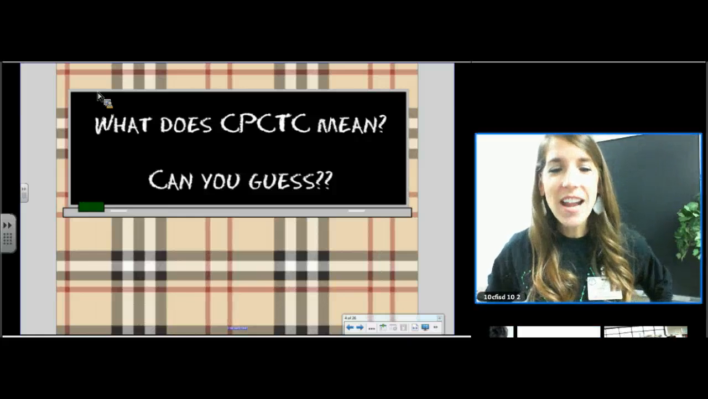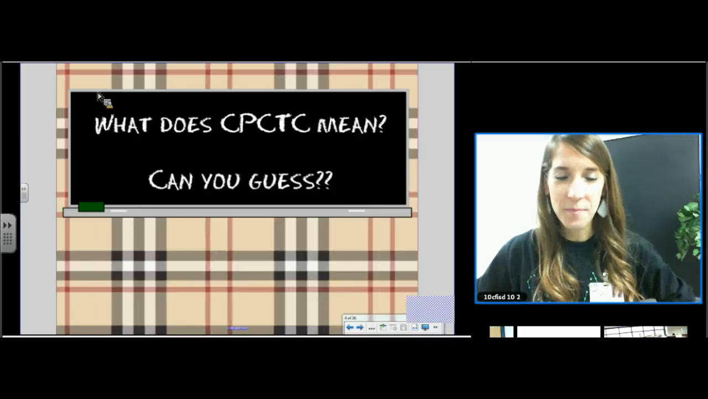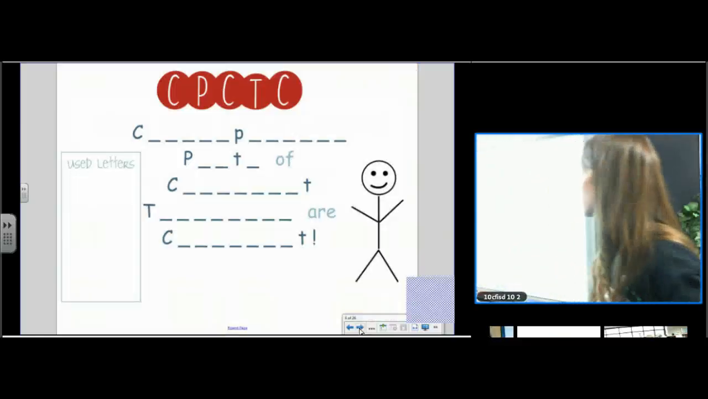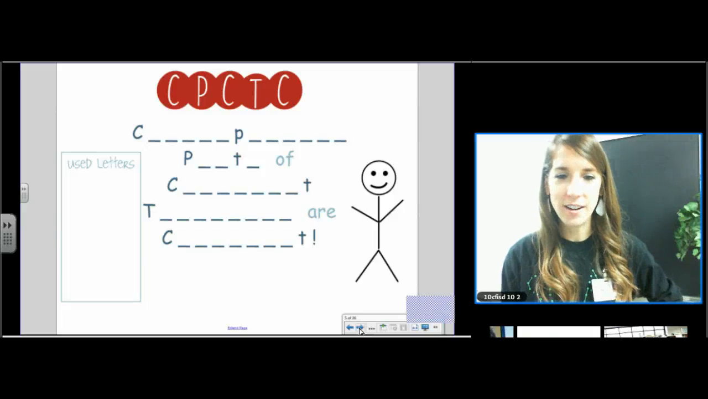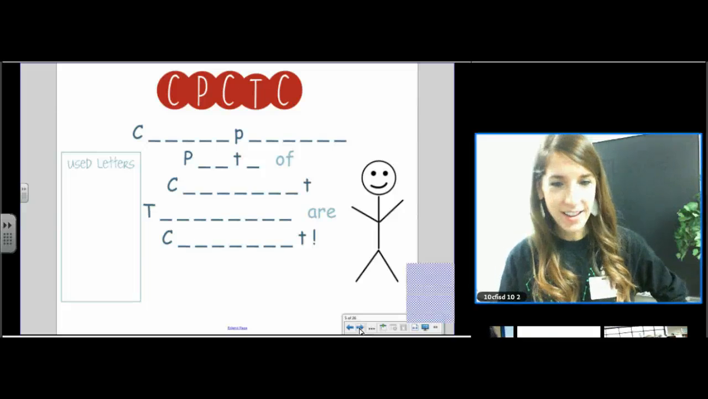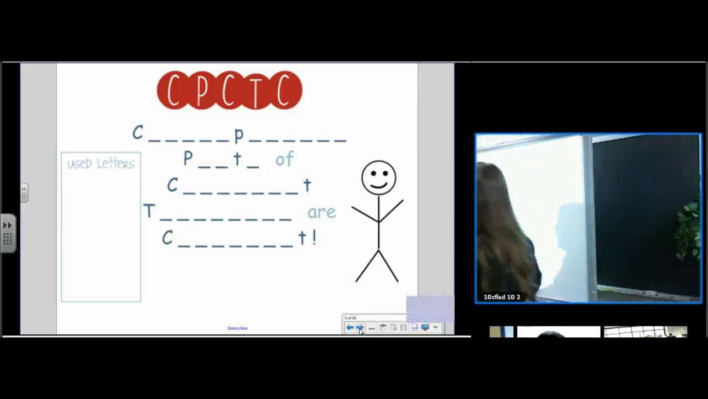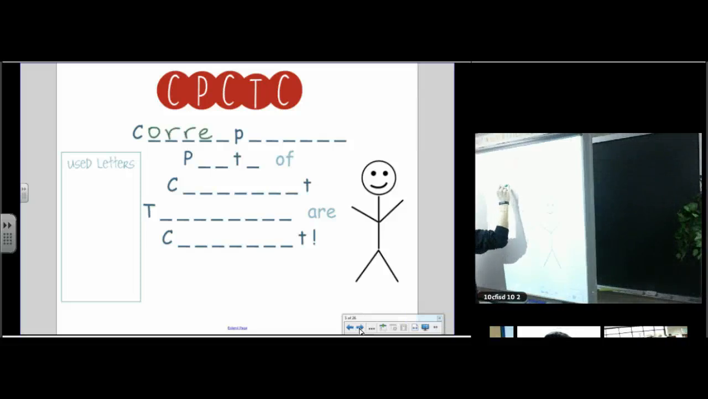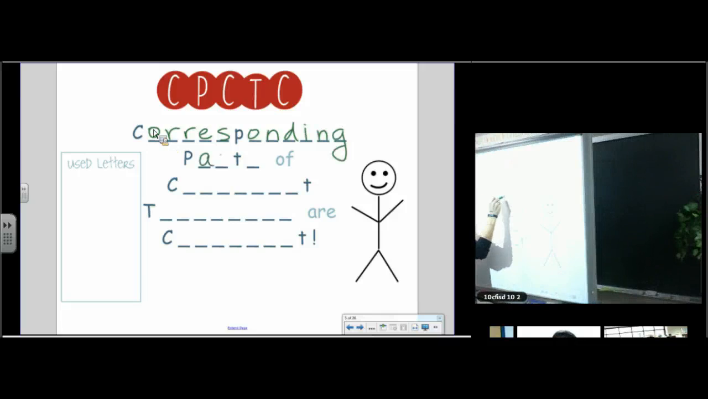A lot of you somehow already know what it is. I guess you've already studied this just for fun or something. But in my other classes, I am going to play hangman, and we're going to find out what it really means. But we can't really play hangman here because y'all already know what it is. Some of you already learned it. And so CPCTC does stand for... So write this down in your notes as I'm writing it.